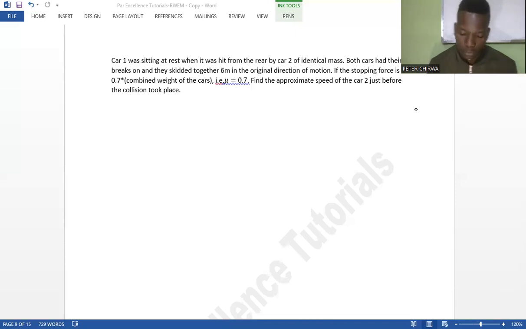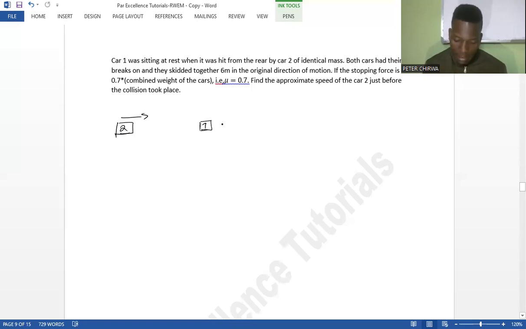All right, so we have something like this, where car two is moving in that direction, and we have car one at rest. Then what happens is that at the point of collision, they move a distance together, just sticking together. They move a distance of 6 meters, all right?